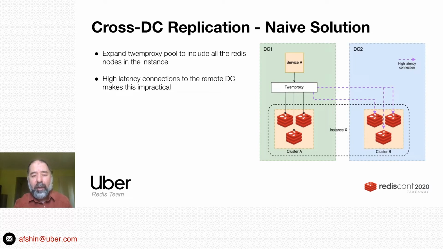Now, if we go with this solution, it means including cluster B nodes in the pool of 2M proxy running in DC1. Sounds simple and obvious, right? Well, not so much. The problem is that although this is possible in theory, it wouldn't work in practice due to having a mix of low latency connections to cluster A nodes and high latency cross DC connections to cluster B nodes.